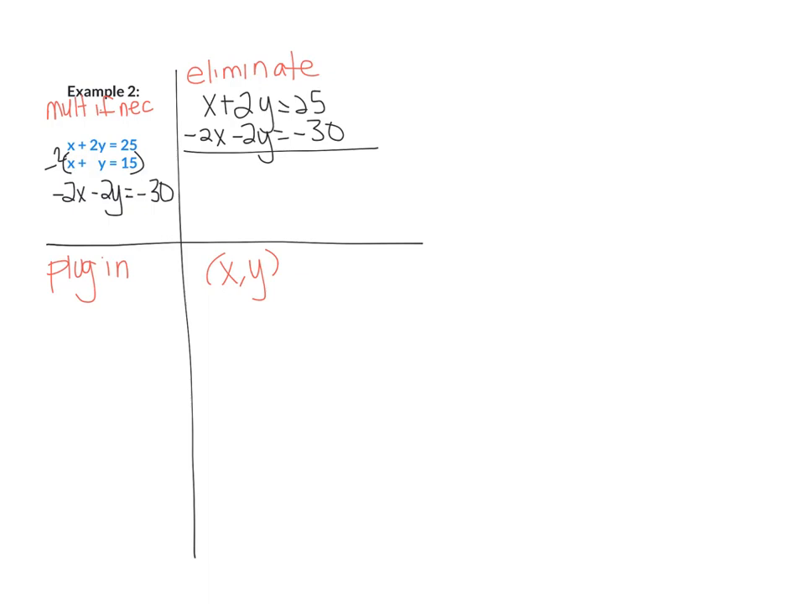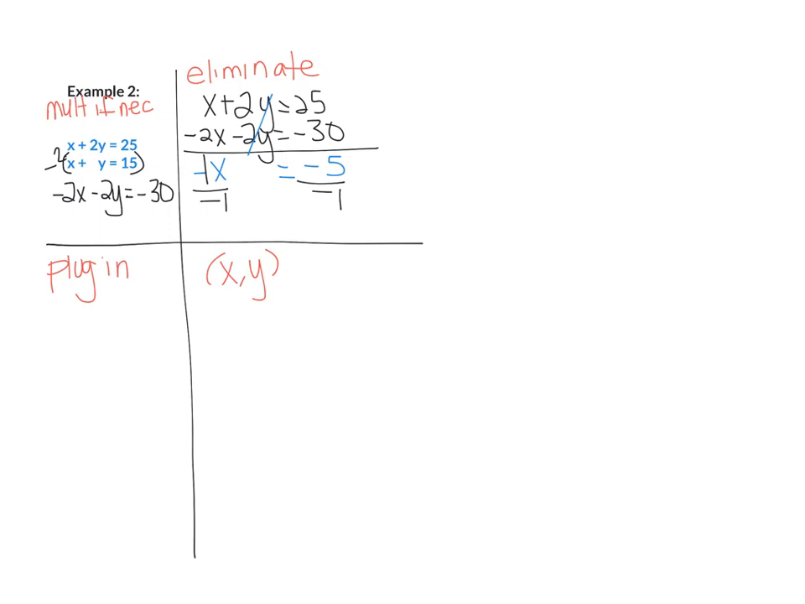So now I'm going to go ahead and add and subtract. I have x minus 2x will give me a negative x. 2y minus 2y will cancel out. 25 minus 30 will give me a negative 5. I know that there's an invisible 1 in front of the x, so I'm going to go ahead and divide the whole thing by a negative 1.